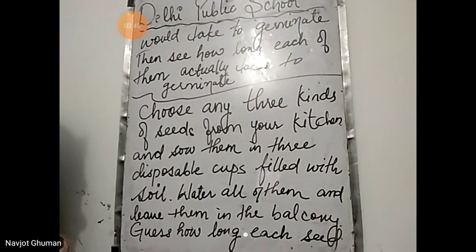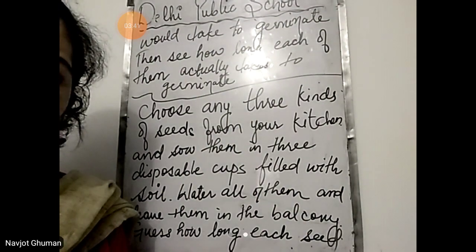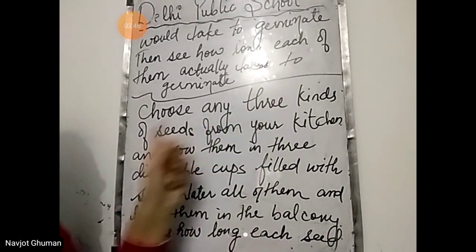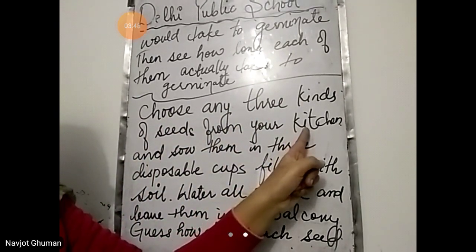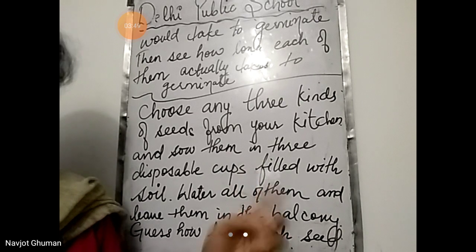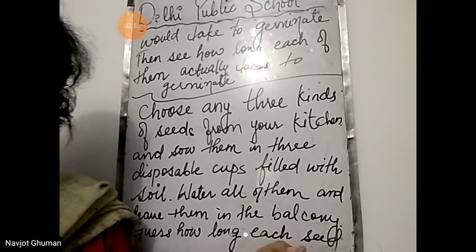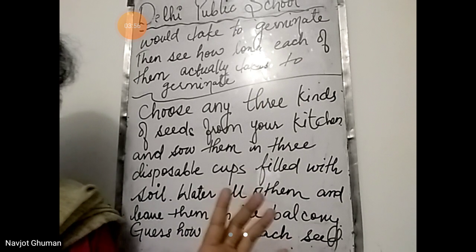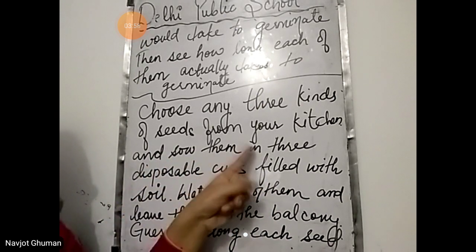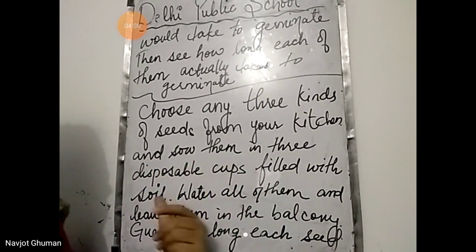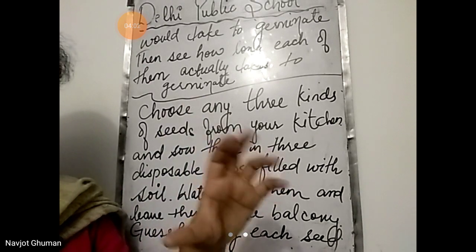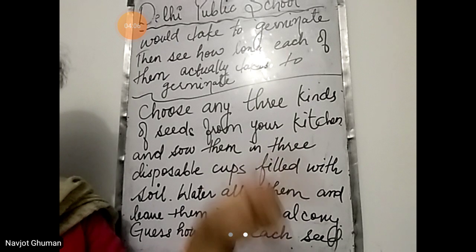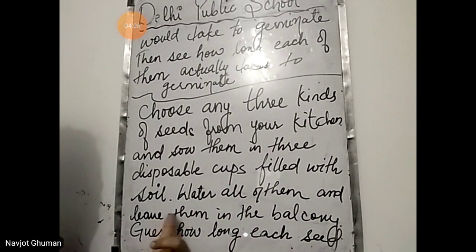Now see beta, what is the activity that you have to perform? Choose any 3 kinds of seeds from your kitchen. Any 3 kinds of seeds. They can be gram seeds, they can be rajma seeds, they can be beans, कोई भी seed ले लो. And sow them in the 3 disposable cups filled with soil. You have to take 3 disposable cups, fill them with the soil, and then sow the seeds in them.